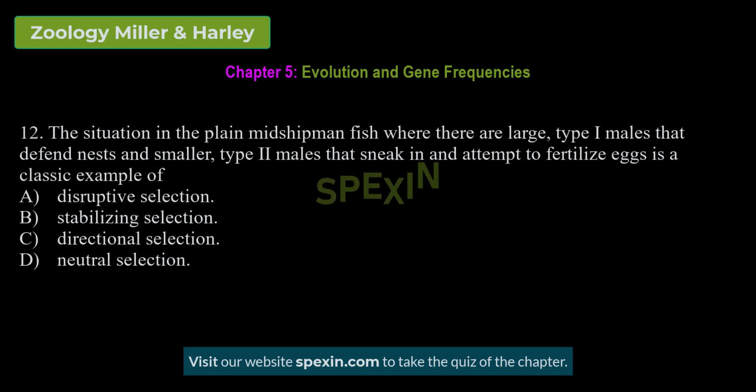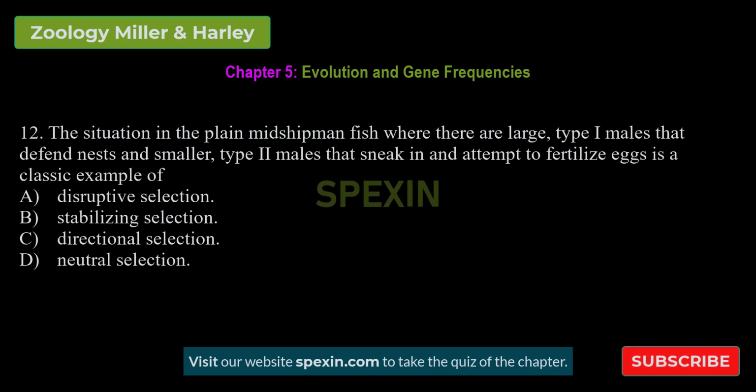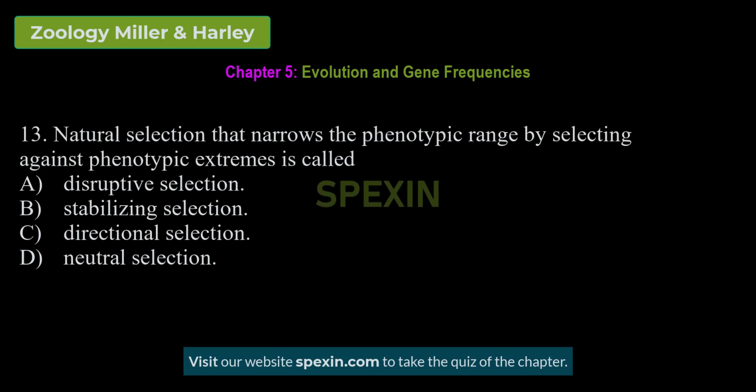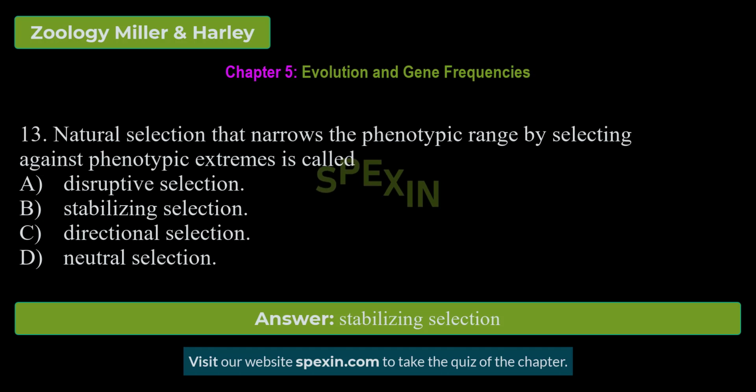The situation in the plain midshipman fish where there are large, type I males that defend nests and smaller, type II males that sneak in and attempt to fertilize eggs is a classic example of disruptive selection, stabilizing selection, directional selection, neutral selection. Correct answer: disruptive selection. Natural selection that narrows the phenotypic range by selecting against phenotypic extremes is called disruptive selection, stabilizing selection, directional selection, neutral selection. Correct answer: stabilizing selection.